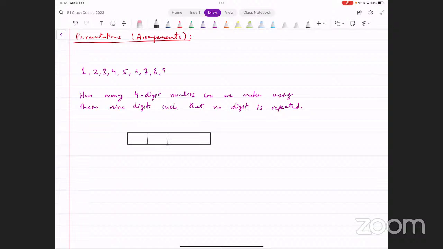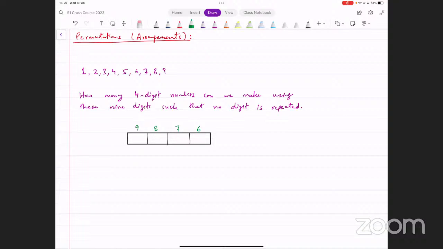Now, how many options do we have for the first box? We want to make a 4-digit number, right? So we could input any one of those 9 numbers here. We could input 1, 2, 3, or any number up to 9. So for the first box, we've got 9 options. Once we have already input one number in the first box, how many options do we have for the second box? We have 8 options. And then you've got 7 and then 6 after that.